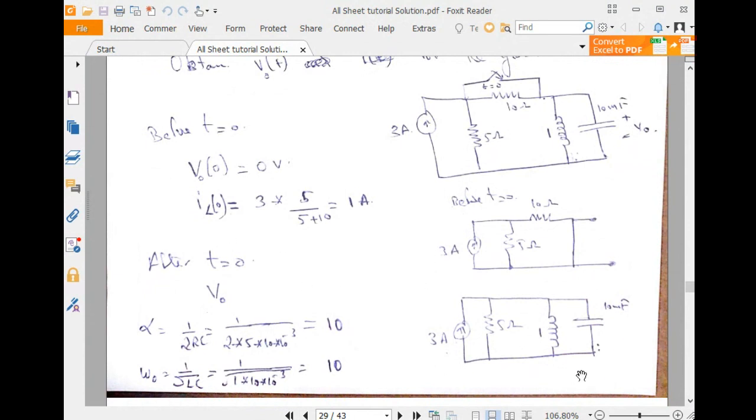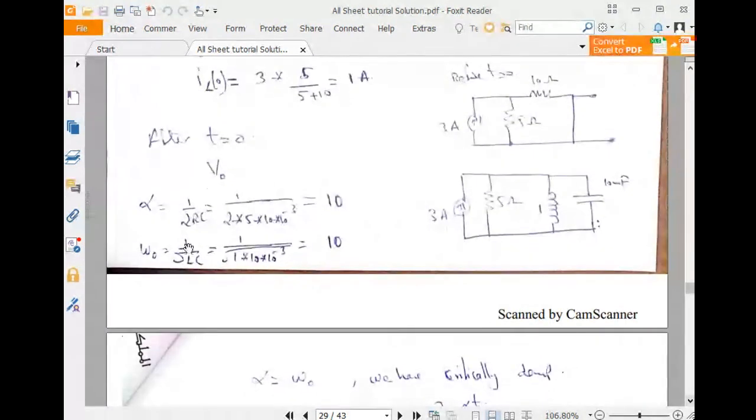Now, after t equal to 0, the circuit will be like this. When t is less than 0, the circuit will be like this. When t is greater than 0, the circuit will be like this. Okay, this is short circuit.